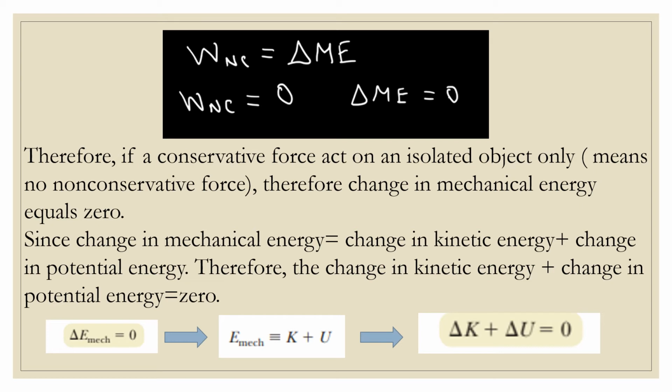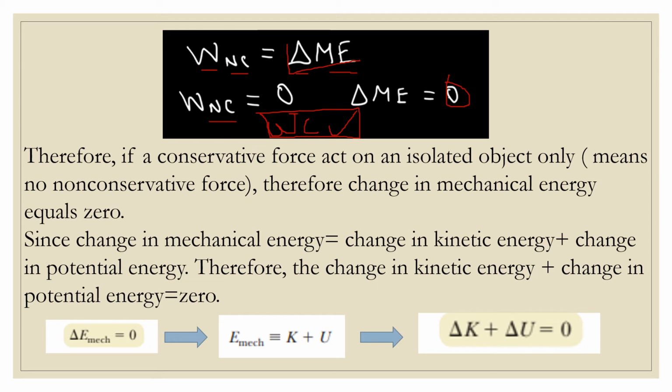As I said in the previous slide, the non-conservative work is equal to the change in mechanical energy. Therefore, if the non-conservative work is equal to 0, the change in mechanical energy is going to be equal to 0 too. So what is meant by non-conservative work being equal to 0? This means conservative work is the only work that exists in the net work, as we said before.